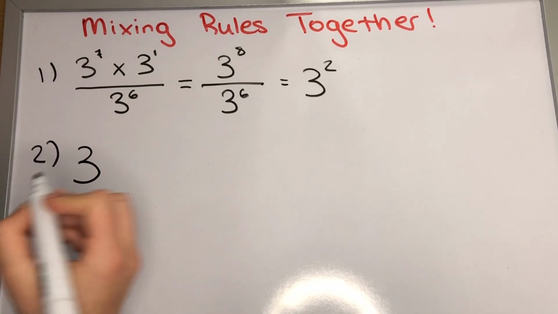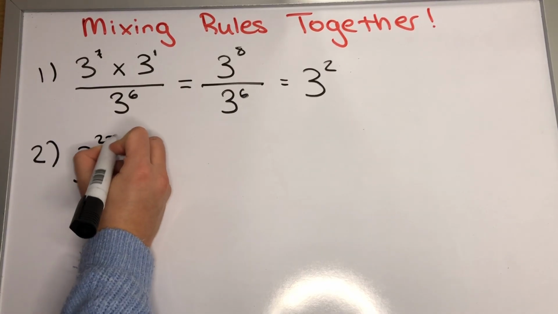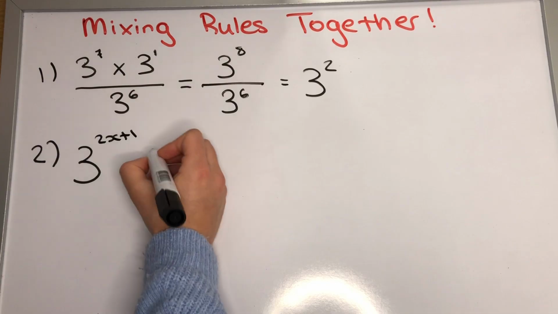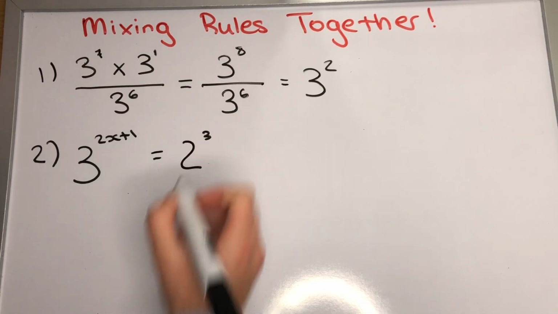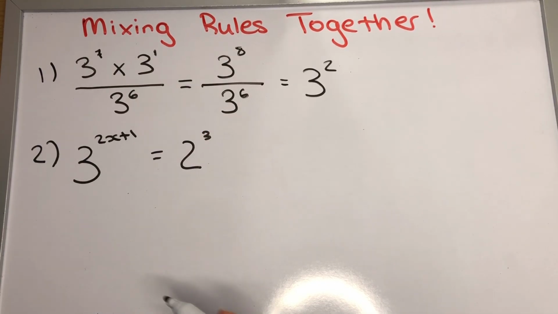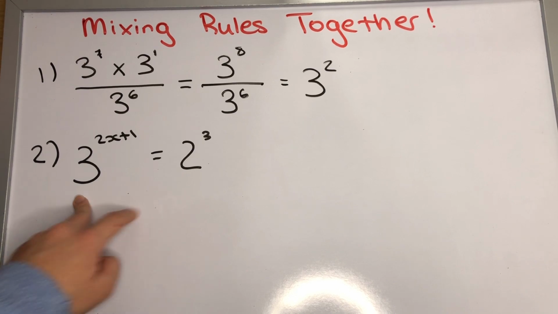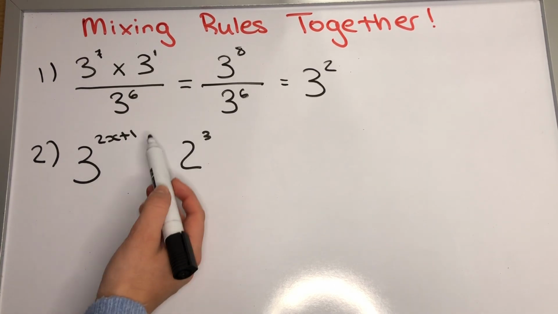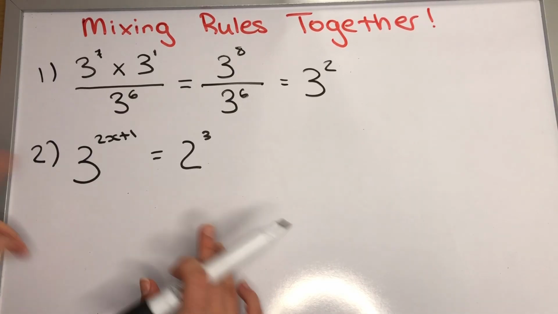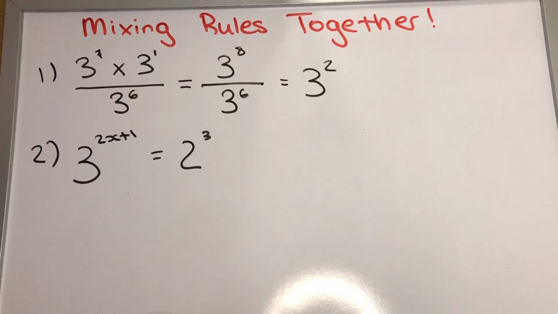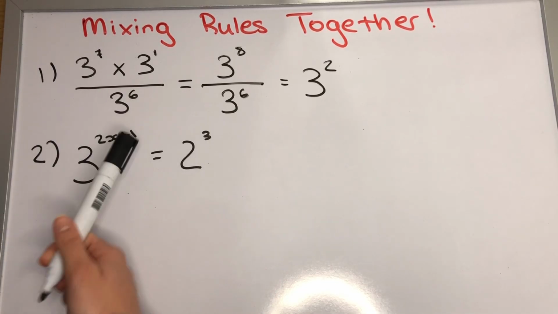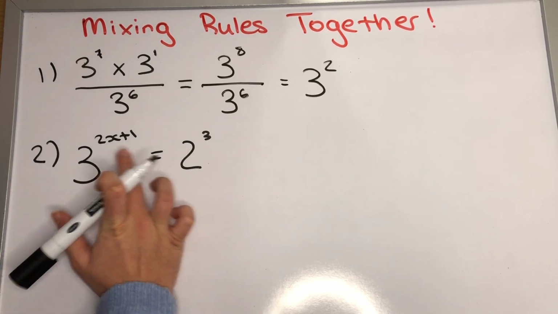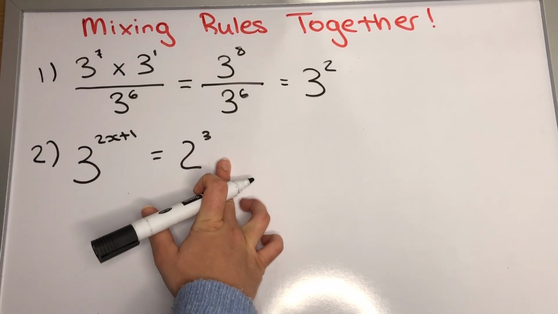3 raised to the power of 2x plus 1 is equal to 2 raised to the power of 3. Firstly, we'll notice that the bases aren't the same. So there's nothing really we can do about that. Try and figure out what's going on over here. And with questions like these, it'll usually be asked like solve for x. And we'll have to solve for x. And the way you will solve for x is by taking the indices and solving for x.